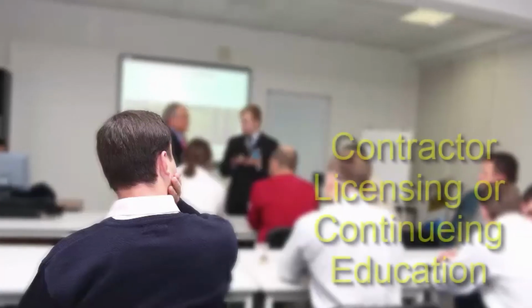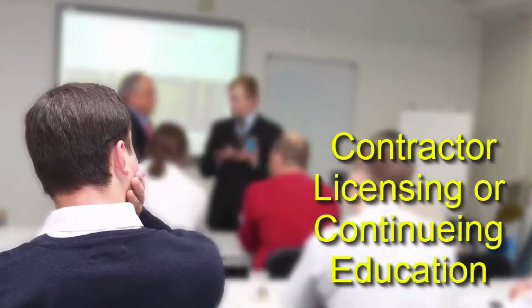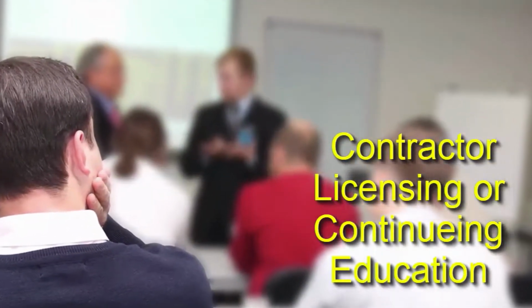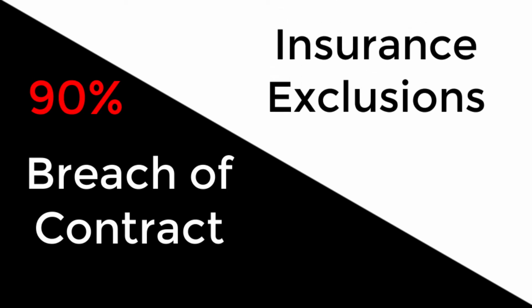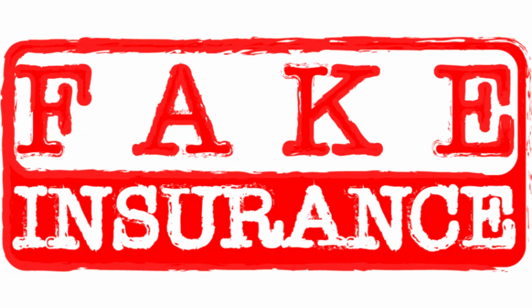You may have attended one of the many contractors licensing or continuing education classes that we've taught. Two items we discussed heavily in the course have to do with breach of contract issues, and approximately 90+% of contractors who are signing contracts are in breach of contract. And two, insurance coverage exclusions, which about 60% of contractors have insurance policies that exclude what their scope of work is. This is what we call fake insurance.